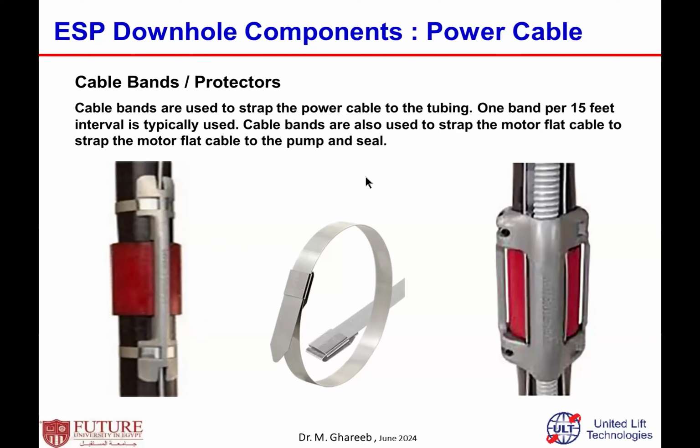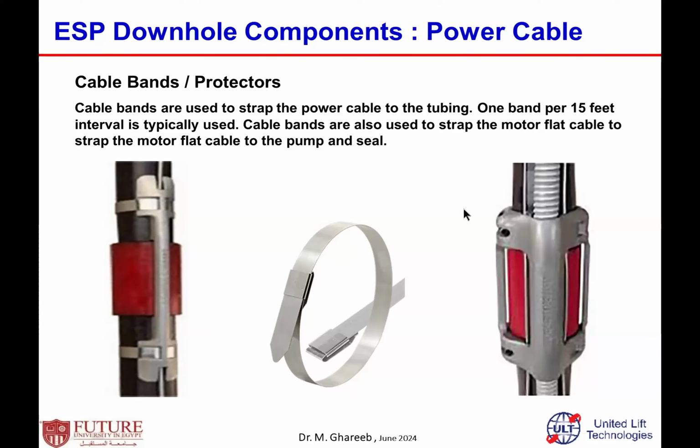There are different ways to fix it. Usually cable bands, like the one in the middle. This is the main common one used to fix it, just fixing the cable to the tubing itself from outside. Usually they use one band each 15 feet, or maybe each 10 feet, depending on the motor size, sorry, the cable size, the load and so on.